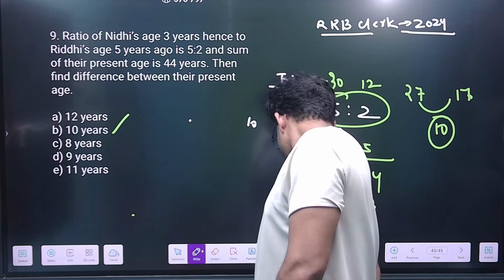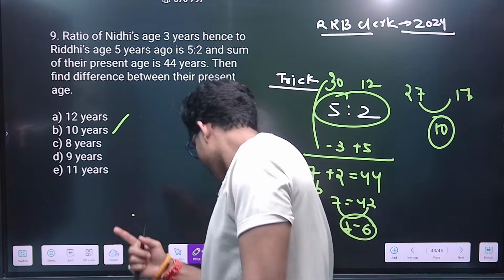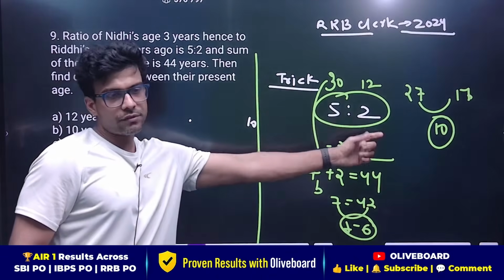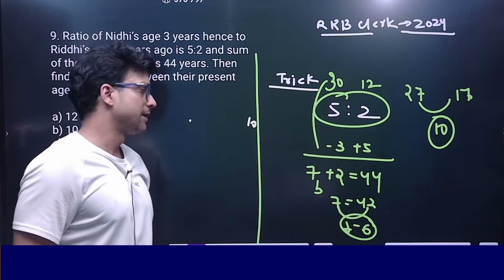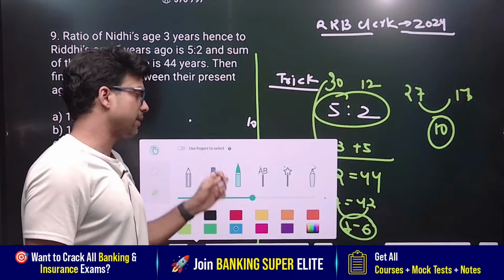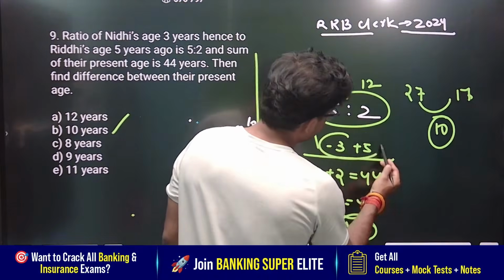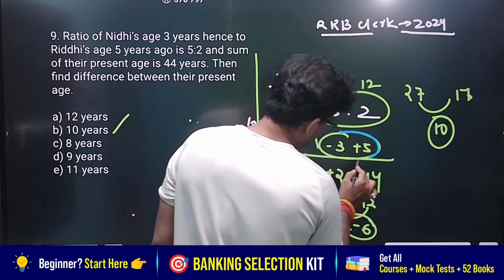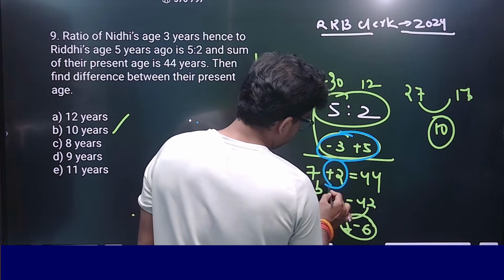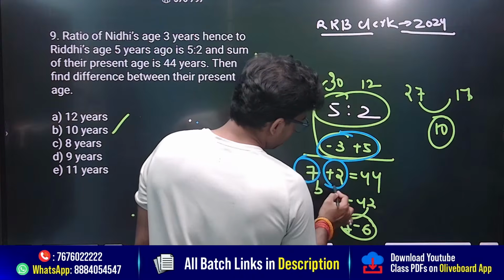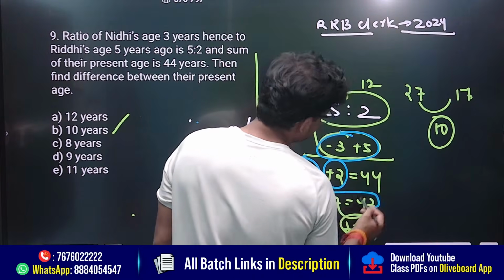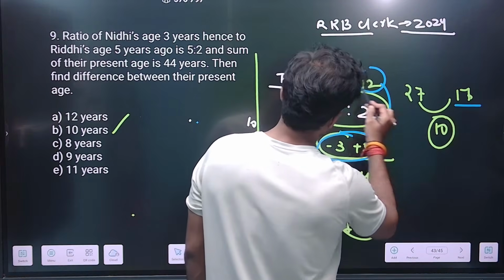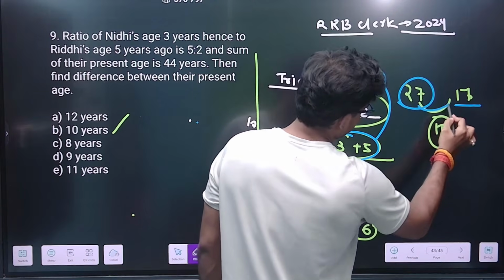So if in case anybody doesn't know this, you can know this one. Have you got the trick? According to me, the sum of the ratio was 7. But it was creating an impact: minus 3 and plus 5 create an impact of plus 2. So 7 plus 2, this is the impact. I need to figure out the value of 7, so this will be 42. 7 is 42, 1 is 6. This becomes 30, this becomes 12. Plus 5 becomes 17, minus 3 becomes 27. The difference is basically 10.